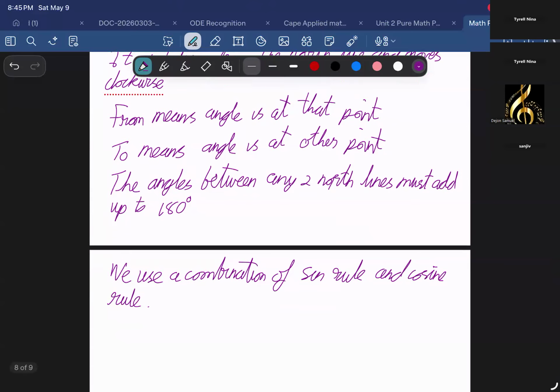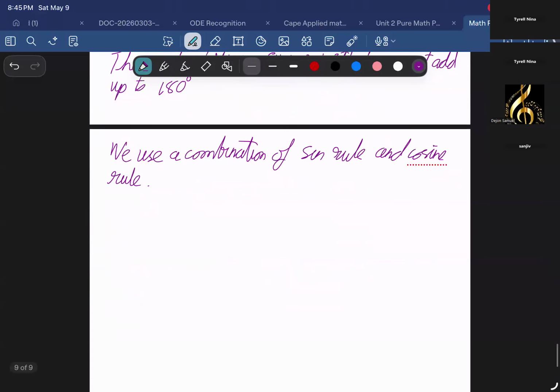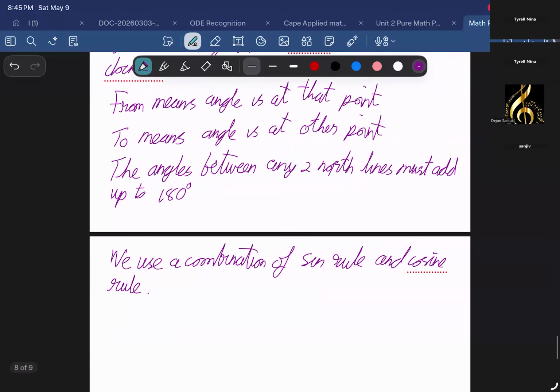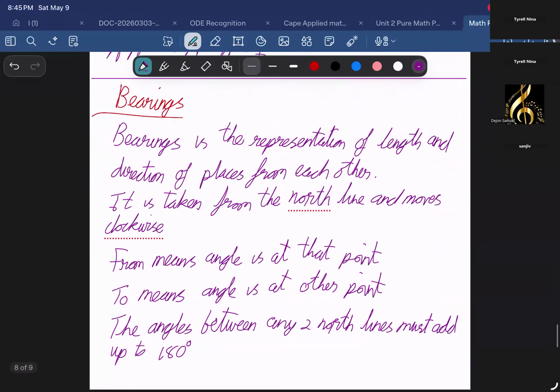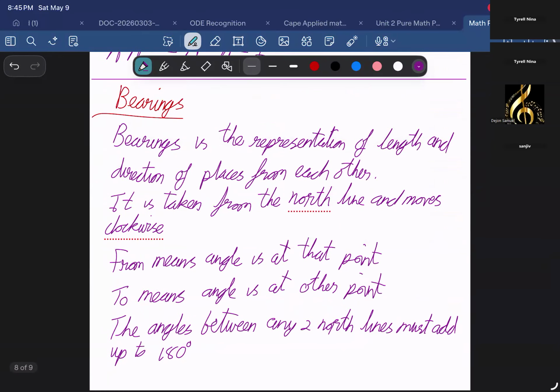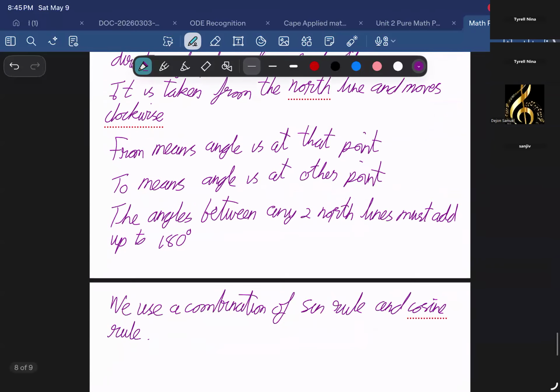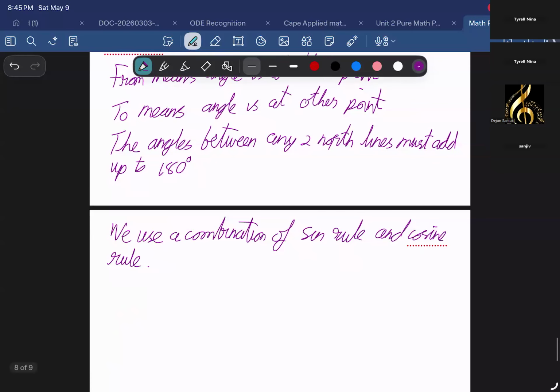So let's say I have, I'll give you one that's not too bad. Right, so let's just go over this again. Bearings is the representation of a length and direction of places from each other. It is taken from the north line and moves clockwise. From means the angle is at that point. To means the angle is at the other point. The angle between any two north lines must add up to 180 degrees, and we use a combination of sine rule and cosine rule.